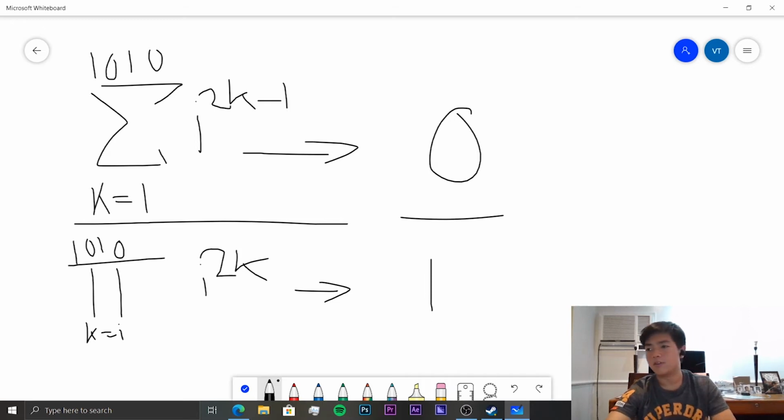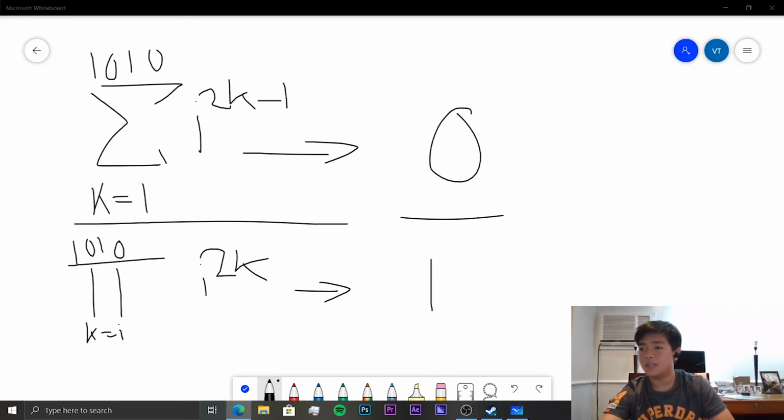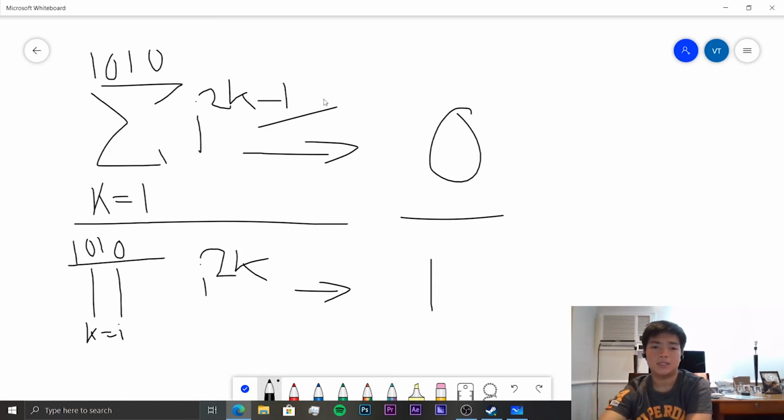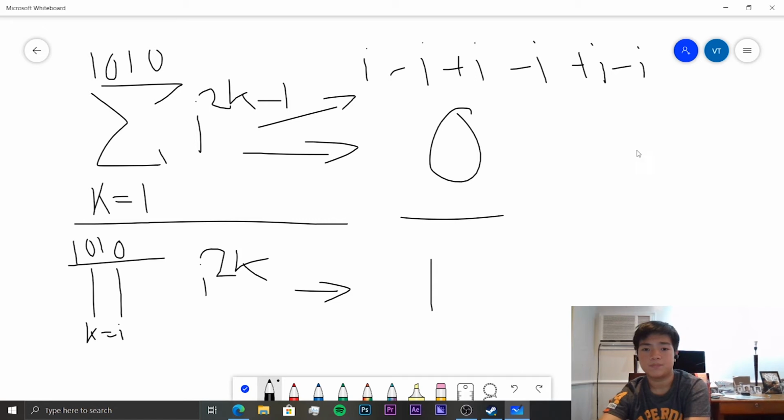So we have 0 over 1, which should be 0. But the book is giving me a different answer, and the book says 1, and I'm interested in why it says 1, since this sequence should simply be i minus i plus i minus i plus i minus i. So I don't know, I think the book's wrong.